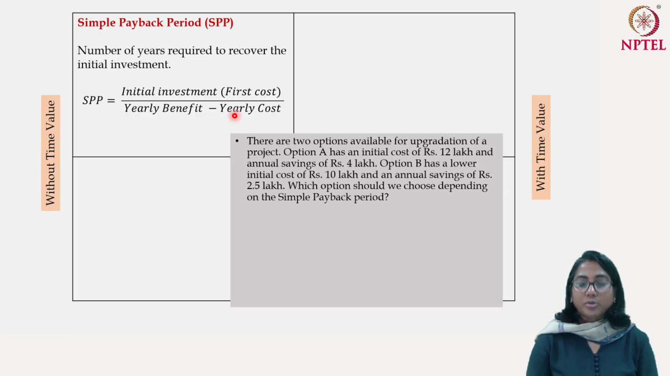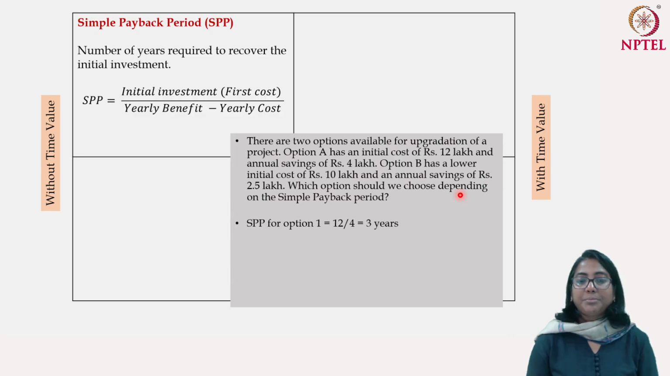The example goes like this. You have two options. You want to upgrade one of your projects. Option A has an initial cost of 12 lakh rupees and an annual saving of 4 lakh rupees. So the initial investment is 12 lakh rupees, and yearly benefit minus yearly cost, represented here as annual savings, is 4 lakhs. These terms may vary a little bit, however, you need to understand the meaning. The second option has a lower initial cost. The numerator is much less, only 10 lakh. However, your denominator is also low, as your annual saving is only 2.5 lakh. Now the question is, which option should you choose, selecting one particular form of investment based on the indicator of simple payback period?